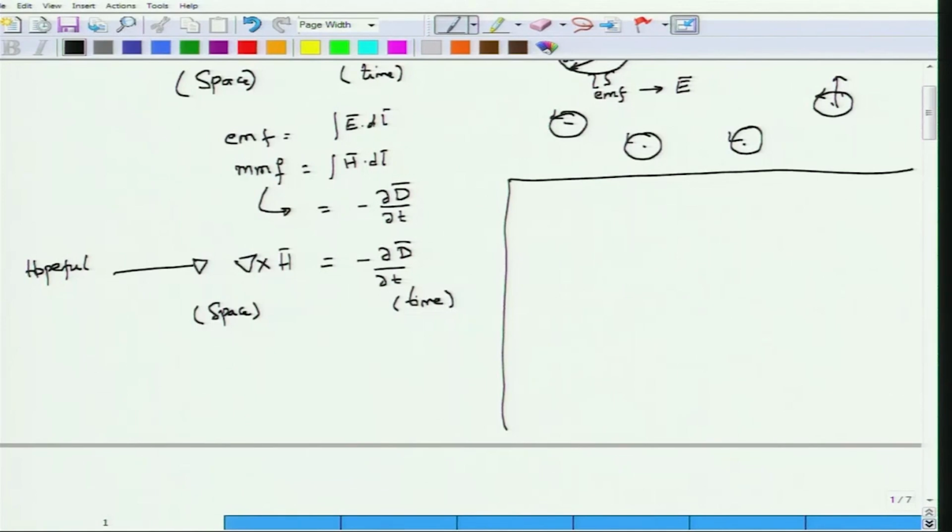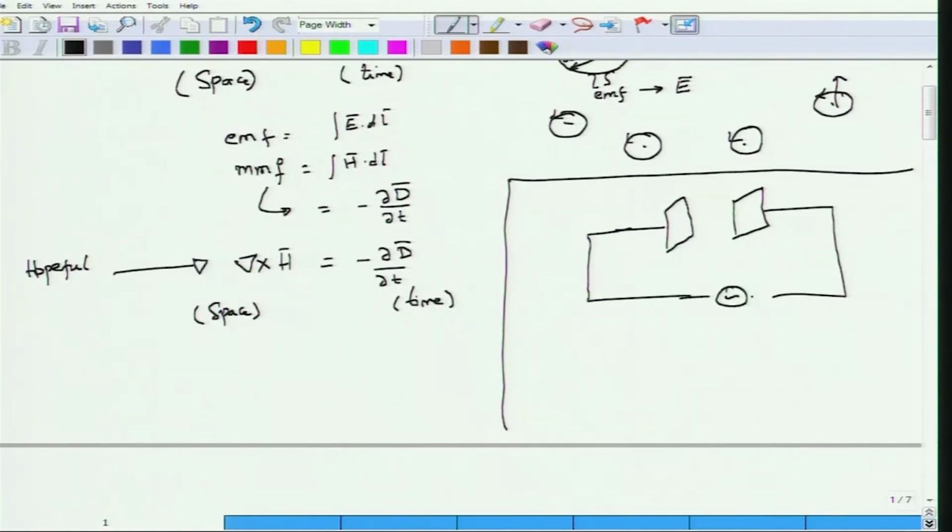We do have a changing electric flux inducing a magnetomotive force and hence inducing a magnetic field. To show that this is what would happen, consider the classic case of a parallel plate capacitor connected to, this picture may not be very nicely drawn, but I have a parallel plate capacitor. Inside the parallel plate capacitor I can put a perfect dielectric.